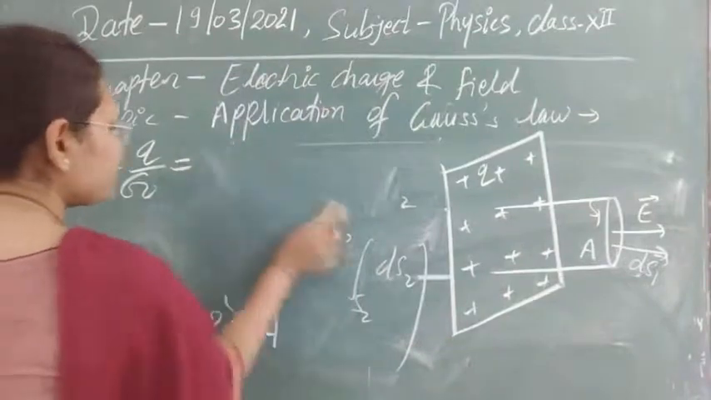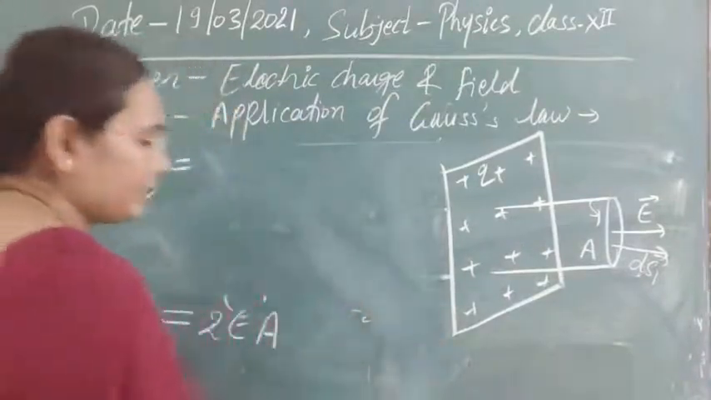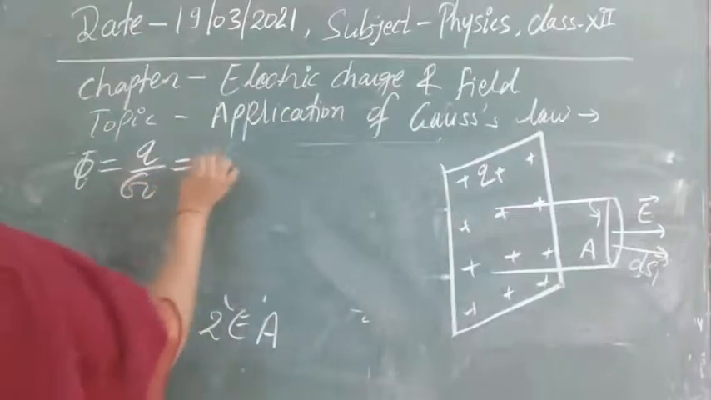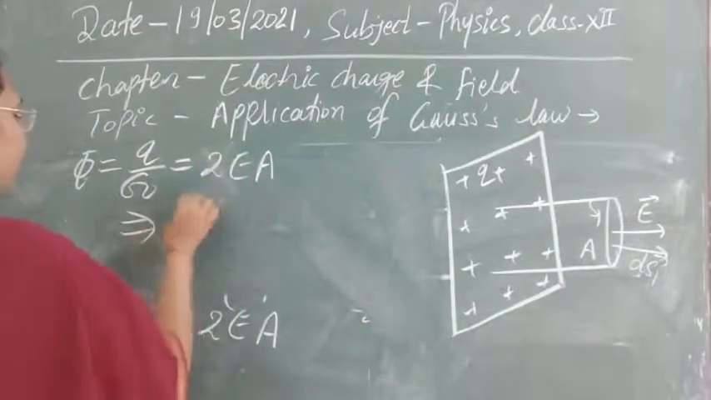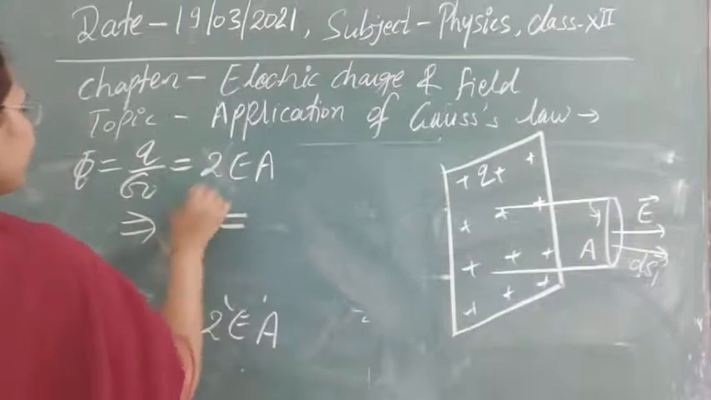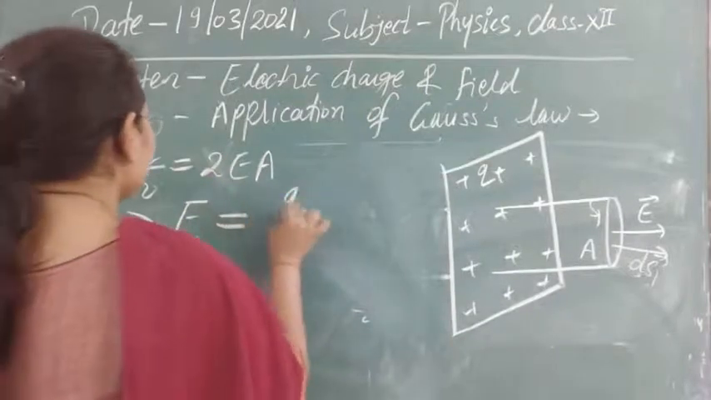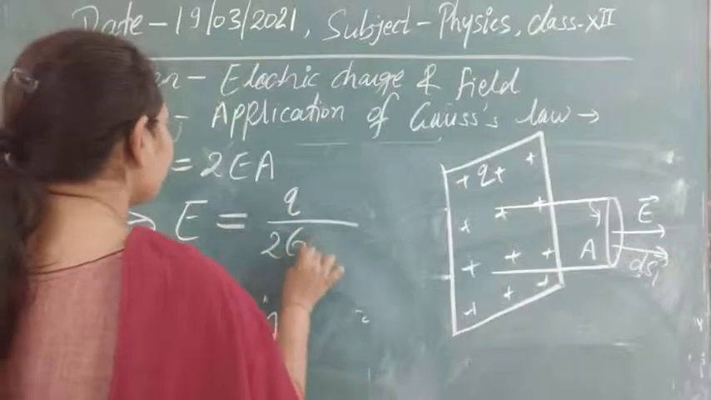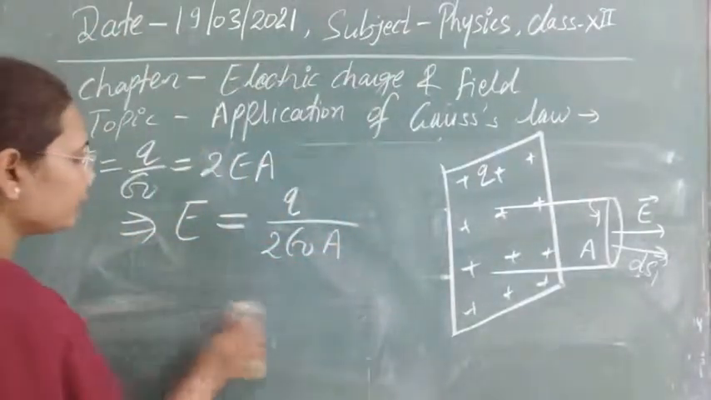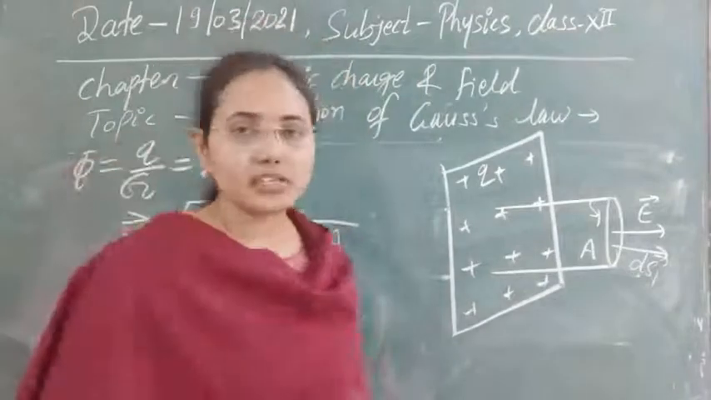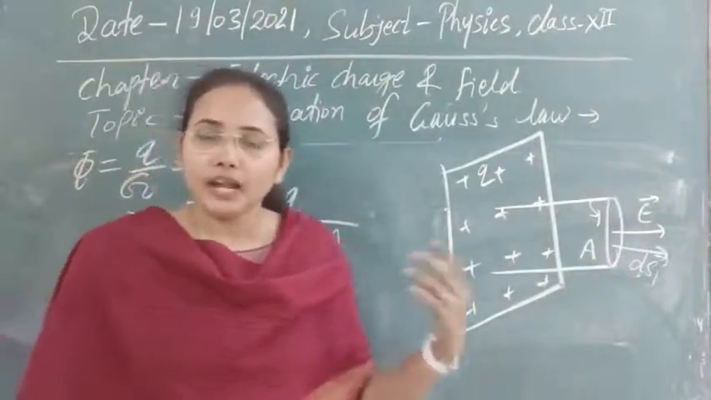So finally we have calculated q by epsilon 0 is equal to EA, and from here if you calculate the value of electric field, that is equal to Q upon 2 epsilon 0 A.